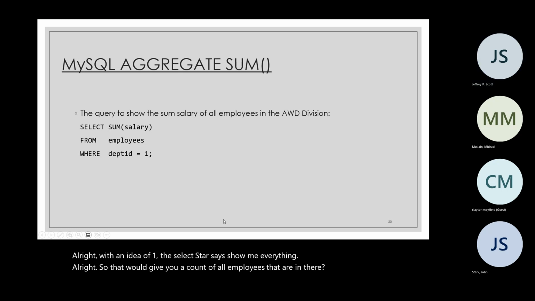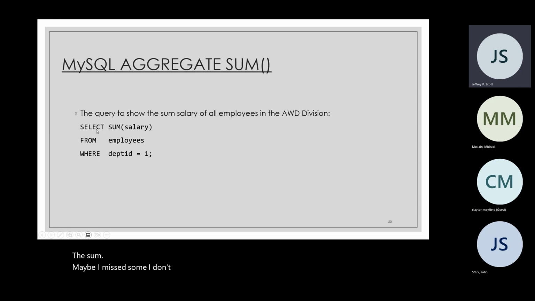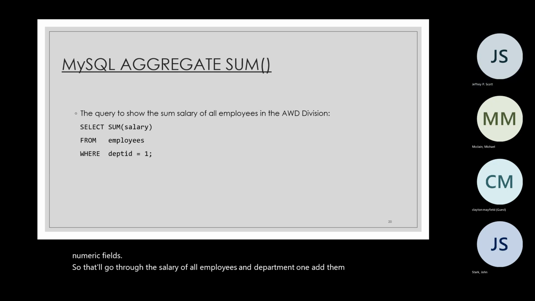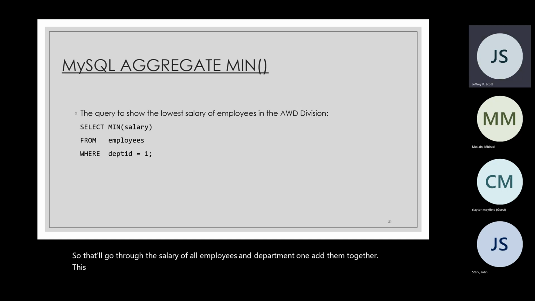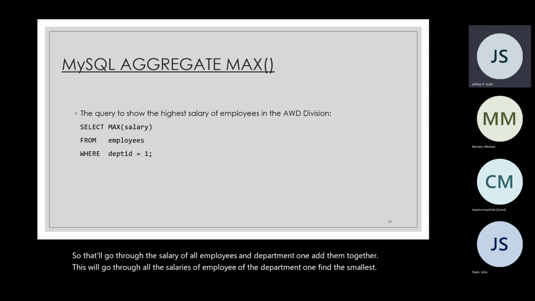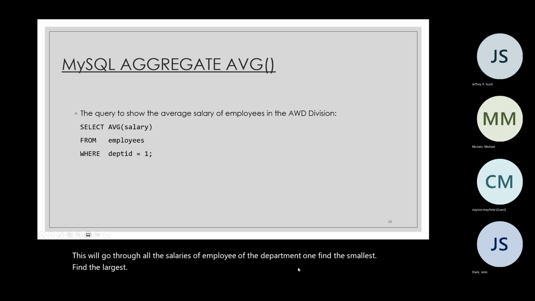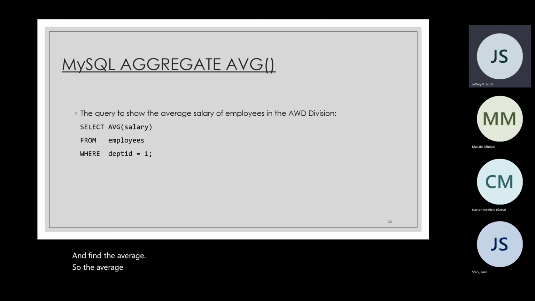The sum, maybe I missed some, but the sum that's in here will only work on numeric fields. So that'll go through the salary of all employees in department 1 and add them together. This will go through all the salaries of department 1, find the smallest, find the largest, and find the average. The average basically does a count, and then it does a sum of all the salaries and divides it by a count of how many people were in there.